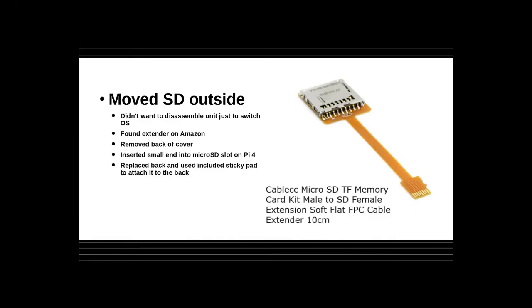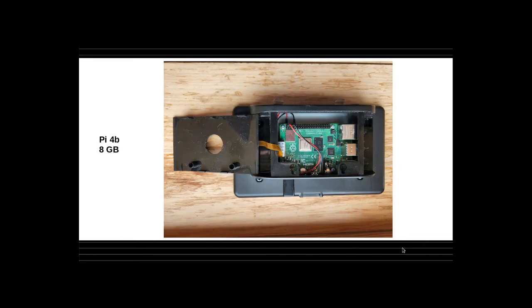My big change was to move the secure digital part outside. I didn't want to have to disassemble the unit just to change operating systems, for instance, during development, or if I wanted to test something else. I found this extender and removed the back cover to assemble it. This end will go underneath the Pi 4 into that little slot that's there, and this will curl out. So here comes the yellow ribbon from below.